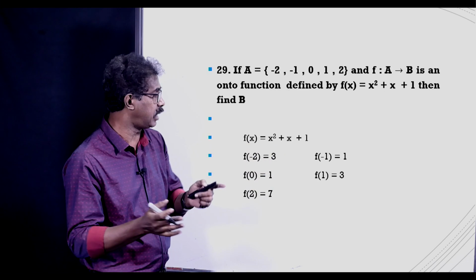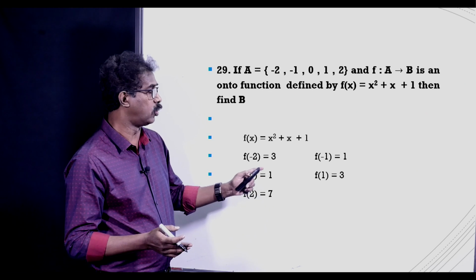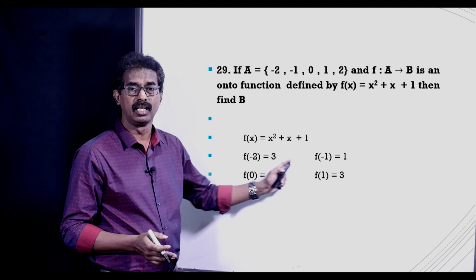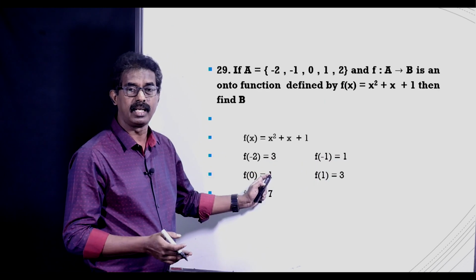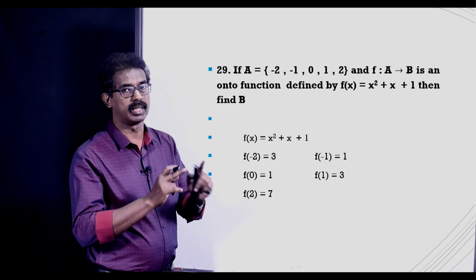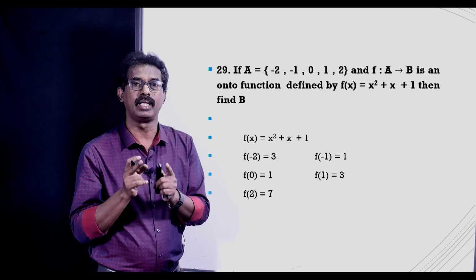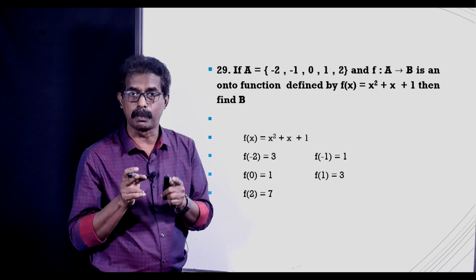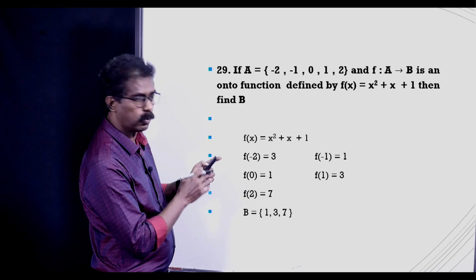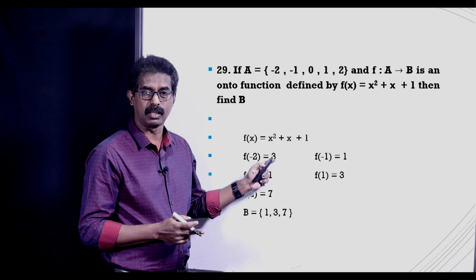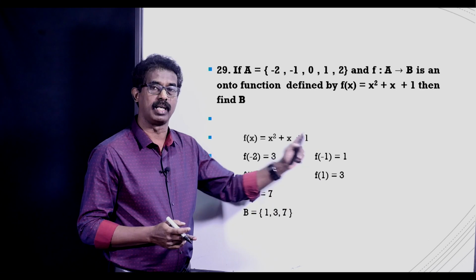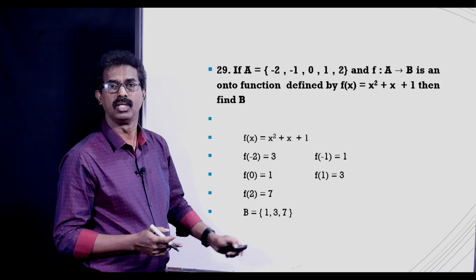What did they ask? Find B. Find B means don't write all the 5 values. What are the answers you are getting? 3, then 1, then 1, then 3, then 7. But don't write all. There is some repetition, and when you write the set, don't repeat. That's important. So B is equal to only 1, 3, 7. 3 repeats 2 times, you write it only 1 time. 1 also repeats 2 times, you write it only 1 time. You have to write without repetition.